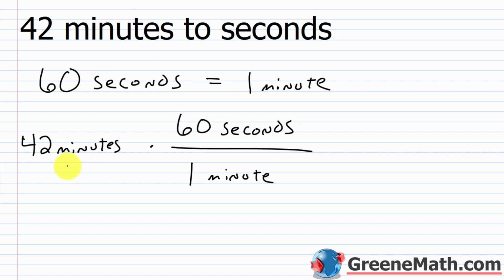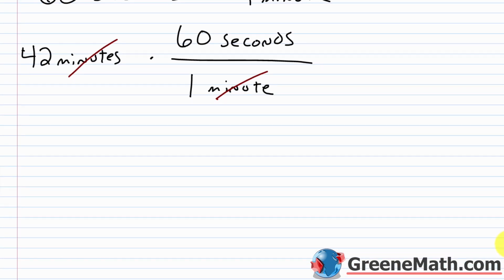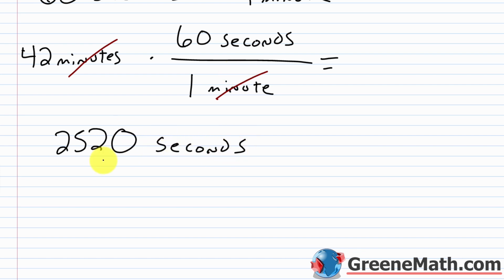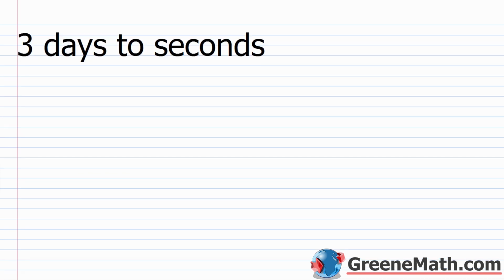And our units that we no longer want are going to cancel, minutes with minute. And I just basically multiply 42 times 60. Now, the quick way to do that, because 60 has a trailing 0, is to say, what is 42 times 6? 6 times 2 is 12. 2 down, carry the 1. 6 times 4 is 24, plus 1 is 25. So I've got 252. And then I would just attach a trailing 0 to that. So this would be 252. Put a 0 behind it, so it's 2,520, and then seconds. Okay, so 42 minutes is 2,520 seconds.